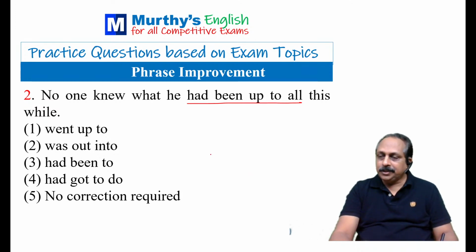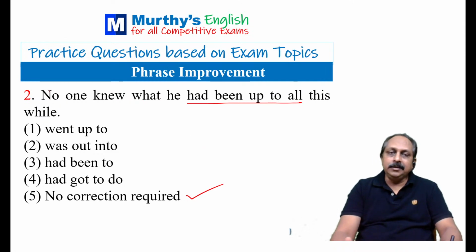What is the answer for question number 2? Phrase improvement. Had got to do. Naga Malleshwari, first one to answer. She got it right. Only one. After that, I see Asha. Answer is no correction required. Only two students could get it right.